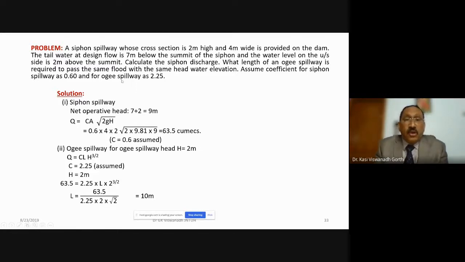Suppose an Ogee spillway is provided. For the Ogee spillway, the head will be over and above the crest. It is only 2 meters. So Q is equal to CLH^(3/2). C is 2.25 and H is 2 meters. Substituting here, the length L would be equal to 63.5 divided by 2.25 into 2 into √2, about 10 meters. That is the length which is required to be provided. So this is another problem.